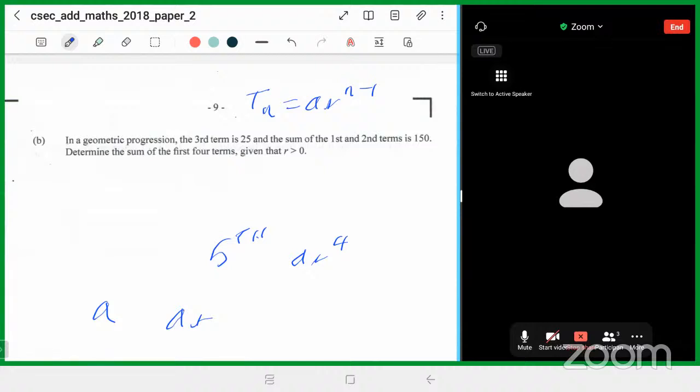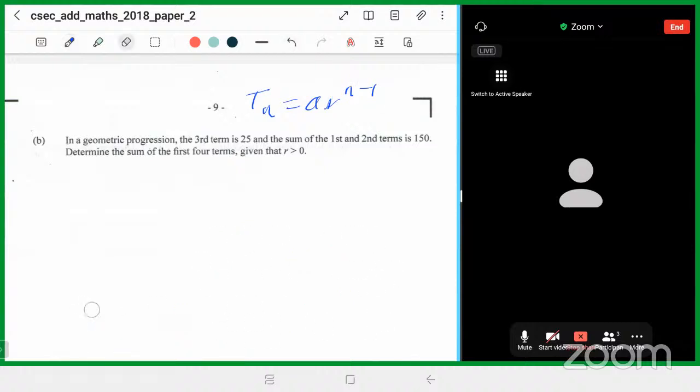The 10th term is AR to the 9th power. The 15th term is AR to the 14th power. The 8th term is AR to the 7th power. It's easy: AR to the n minus 1, one less than the term number.